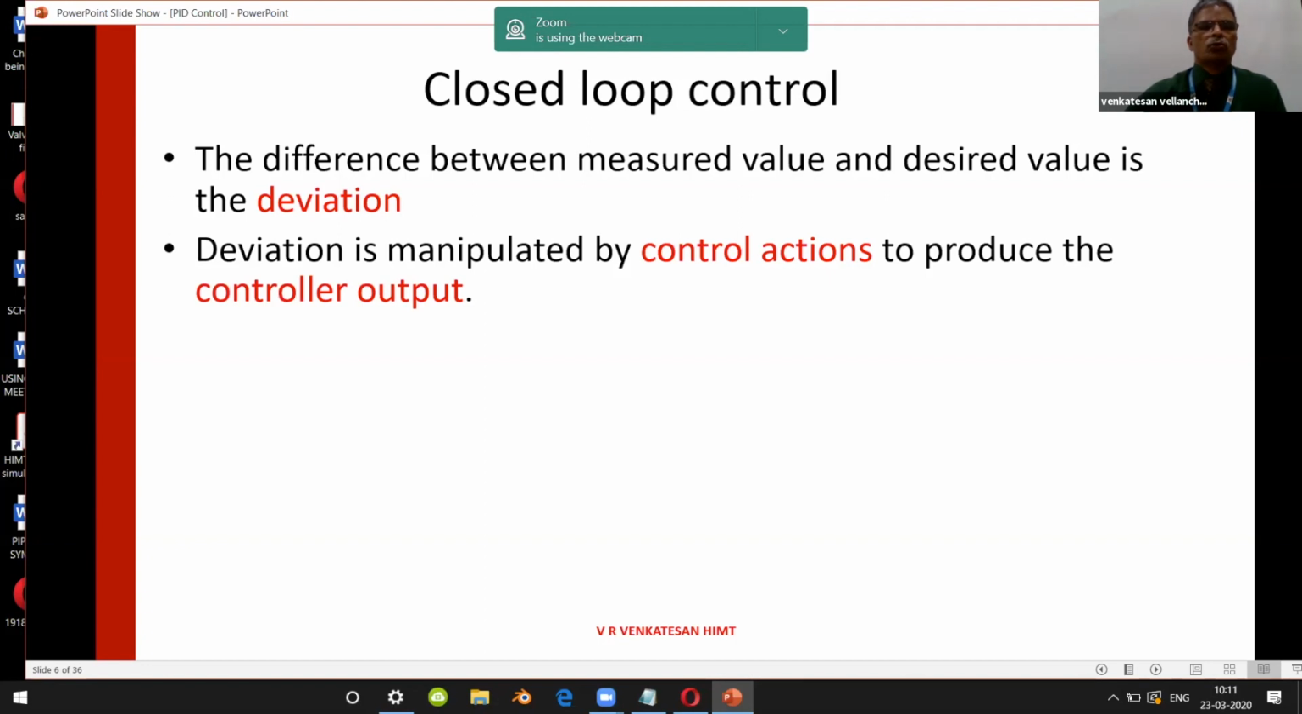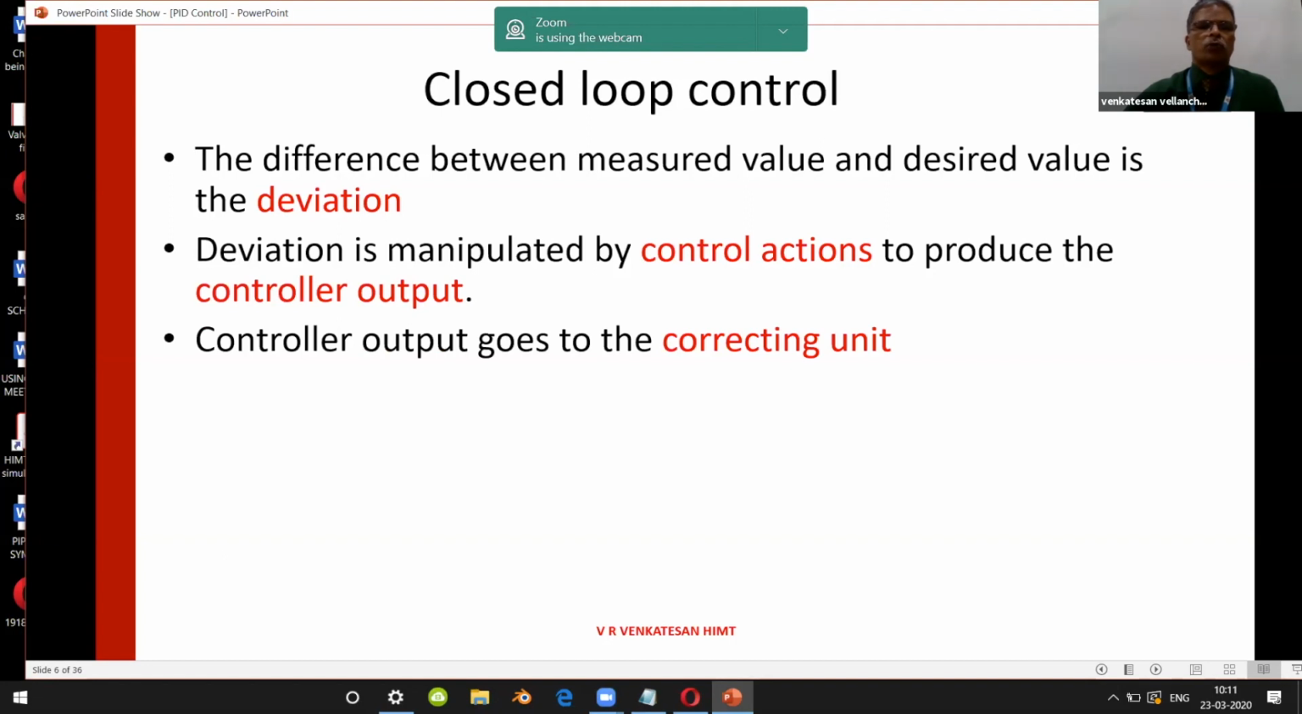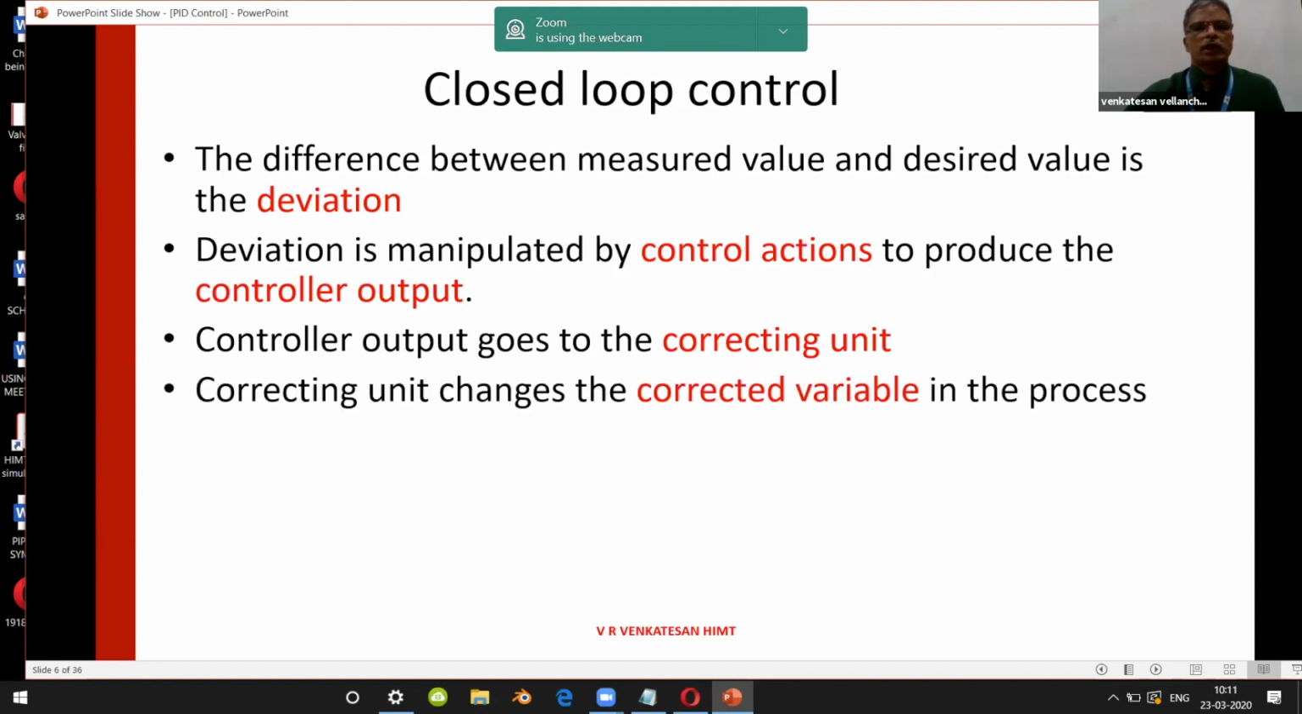Now, what do you do once the deviation is found? Deviation has to be turned into a controller output. So we say the deviation is acted on or changed by control action to produce a controller output. And the controller output will go to a correcting unit. The correcting unit will change one more variable in the process. That variable which is changed in the process is called the corrected variable.